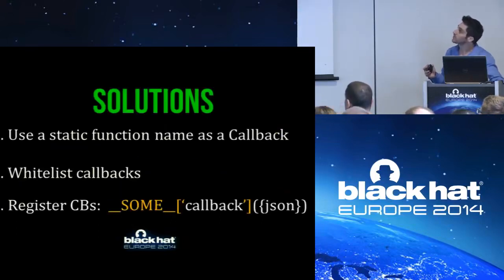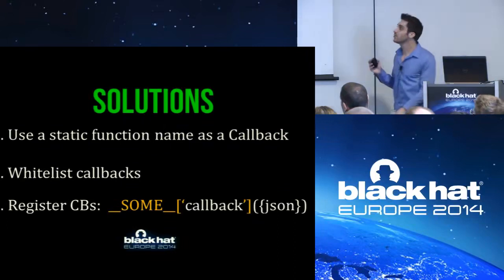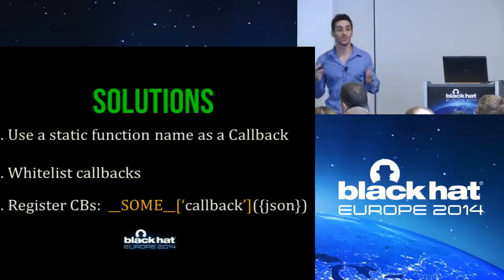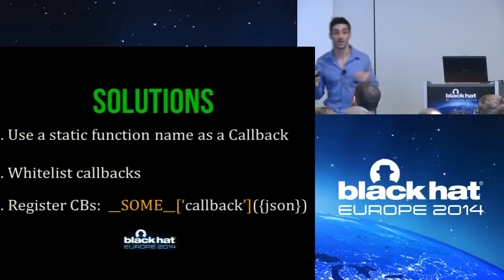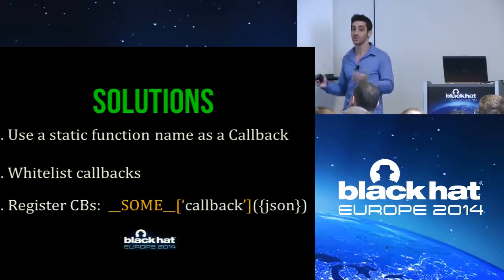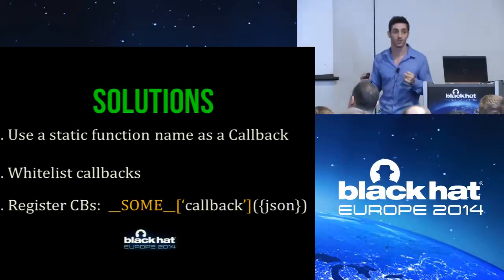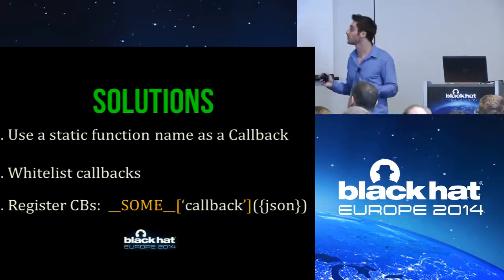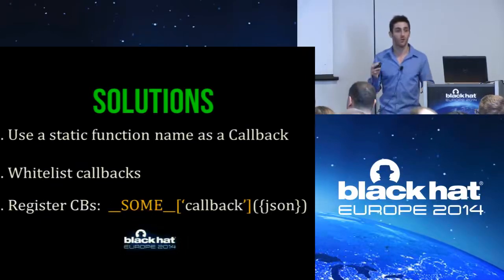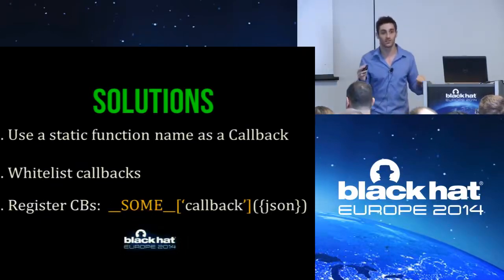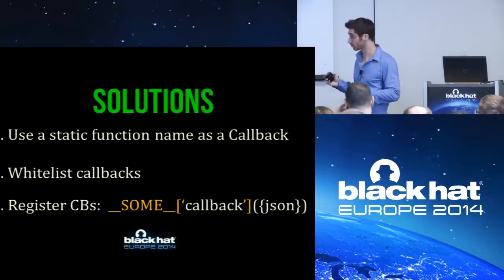Well, the solutions would be never use or never let the users control your callback. In the example you saw on the demo, you didn't actually need to let the people control the callback. Using a static callback value would be an amazing option for you because then the attack wouldn't take place. You can also whitelist callbacks and allow only the callbacks that you set in advance.